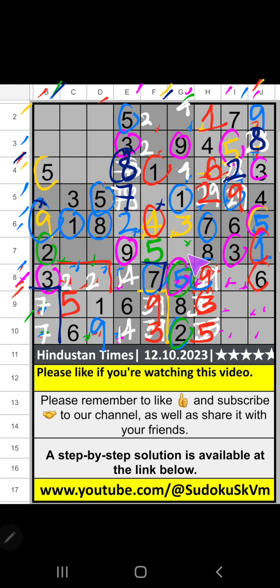Then 5th grid, 2 numbers are remaining, 6 and 8. 7th row, we have 8. So 8 can't come in this cell. 8 is confirmed here. Then 6 is here. Column F, 2 numbers are remaining, 2 and 6. It will come in one of these cells. We'll confirm later.